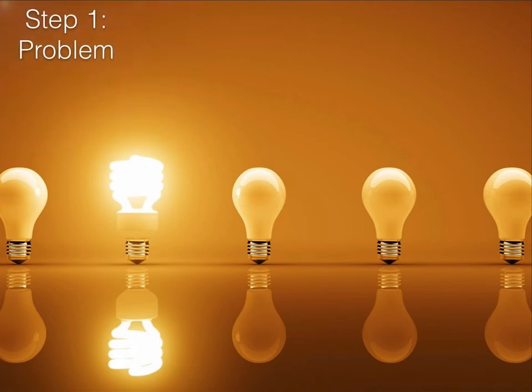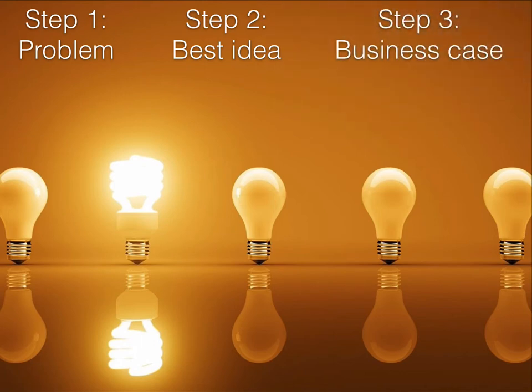So the 6 steps we covered are, first of all, find a problem, and you want a big, hairy problem. Secondly, come up with your best idea. Not your first idea, your second idea. The absolute best idea that you can come up with. Third, create the business case. Show how it's going to save money. Show the financial impact of your idea.